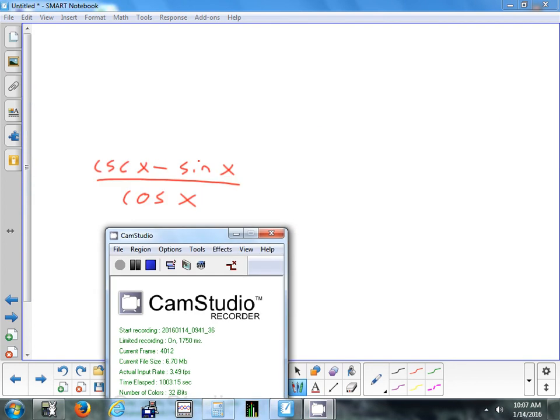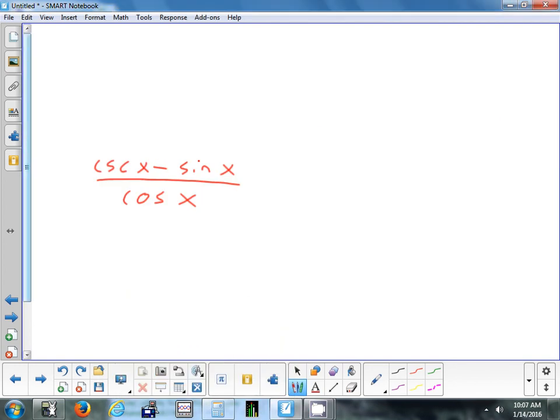Okay, so here's a problem where they don't tell us what's on the right-hand side. We are just simplifying this identity, versus the other type, when you know what's on the left and right to start, that's verifying. All right, so let's just go through and see what happens.